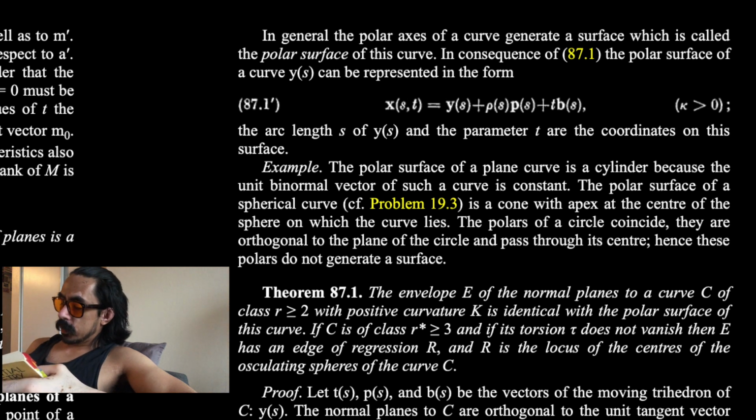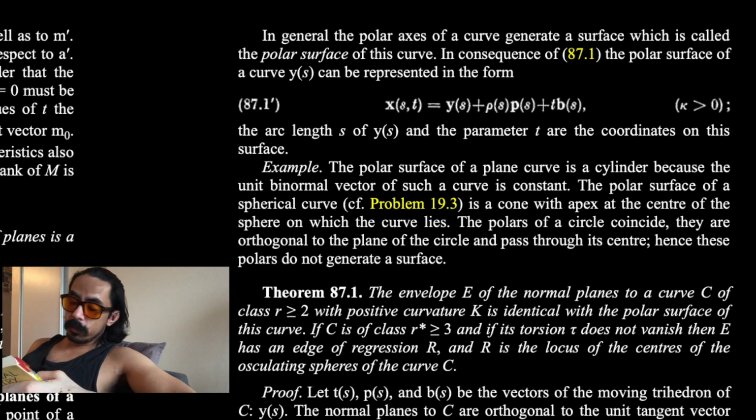In general, the polar axes of a curve generate a surface which is called the polar surface of this curve. In consequence of the representation of the polar axis, which was read earlier, the polar surface of a curve y of s can be represented in the form vector x in terms of s and t equals vector y in terms of s plus rho in terms of s, then times vector p in terms of s plus t, then times vector b in terms of s, where kappa is greater than 0. The arc length lowercase s of the vector y in terms of lowercase s and the parameter t are the coordinates on this surface.